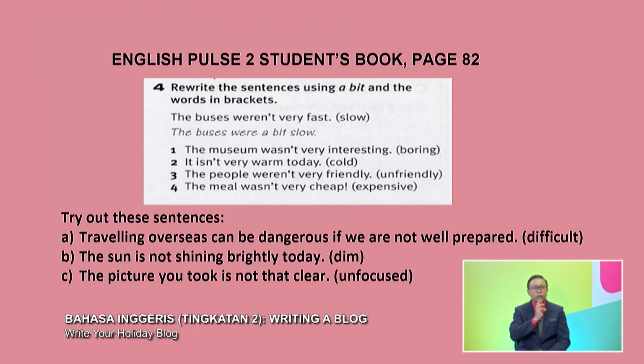You are going to rewrite the sentences using a bit and use the words that are given in the brackets. There's one example given to you. Have a look at it in your textbook, everybody. The buses weren't very fast, and you have to use the word slow in your sentence. You're going to rewrite the sentence without changing the meaning, using a bit. The example is already given there: the buses were a bit slow.